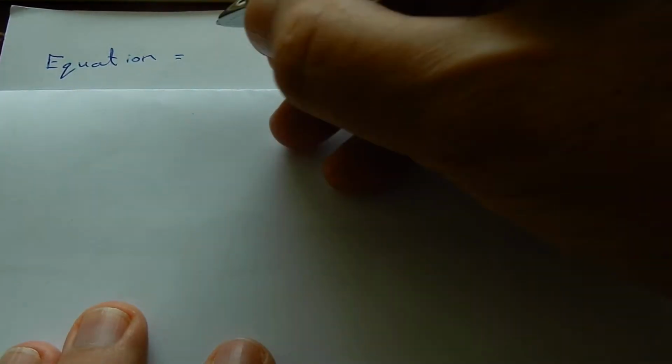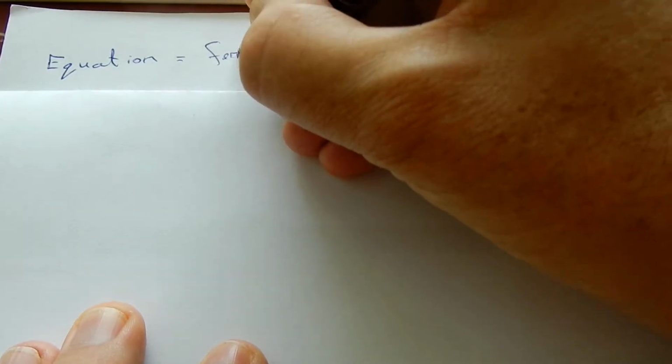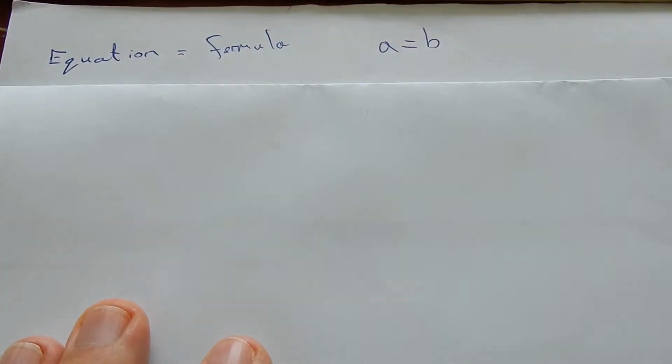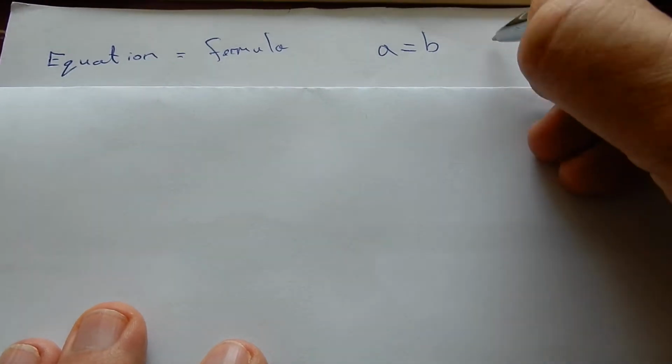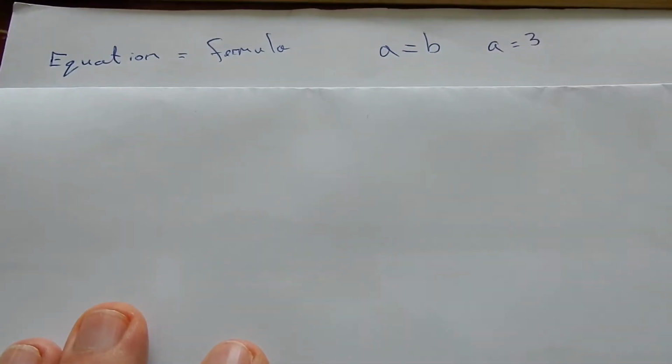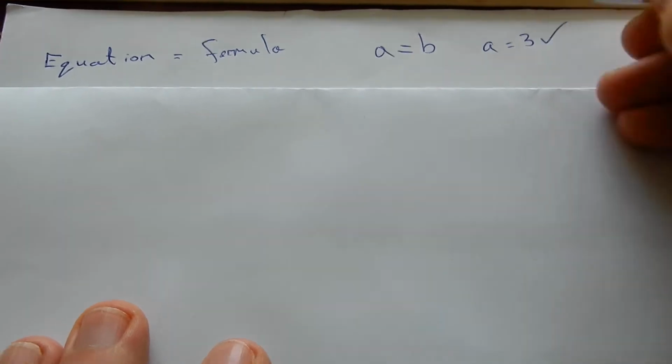Equation, and other words in algebra. An equation is a formula. It's something with letters and maybe numbers and an equals. So A equals B. There's an equation. There's a formula. Not a very helpful one. A equals 3. There's an equation. There's a formula. That's usually the answer.